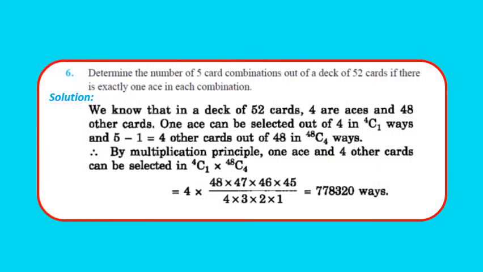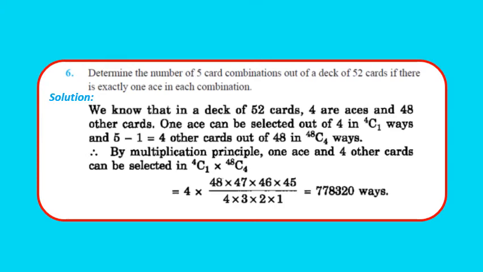Next is question number 6. Determine the number of 5 card combinations out of a deck of 52 cards, if there is exactly one ace in each combination, so there has to be one ace. Now we know that the deck has 52 cards, 4 are aces and 48 are other cards. So one ace out of the 4 can be selected in 4C1, and the remaining 4 cards, because we need 5 cards and we have already selected one ace, have to be selected from 48, and this can be done in 48C4 ways.